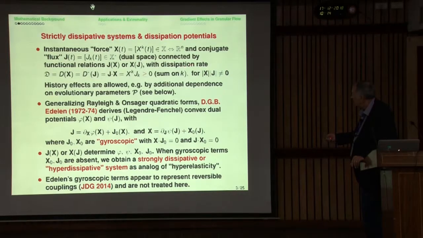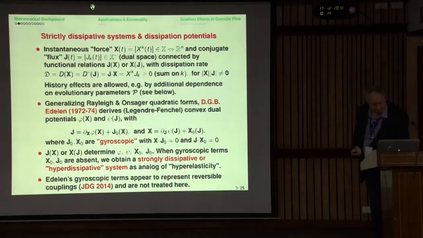And the power input or dissipation rate can be expressed either as a function of forces or fluxes, given by the dot product of J and X. And this is non-negative definite. That is, it's never negative. This doesn't rule out this instantaneous connection between forces and velocities or fluxes. It doesn't rule out history effects. We can have history dependence based on evolutionary parameters.